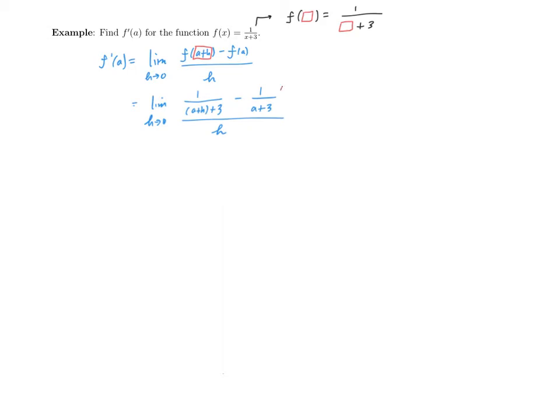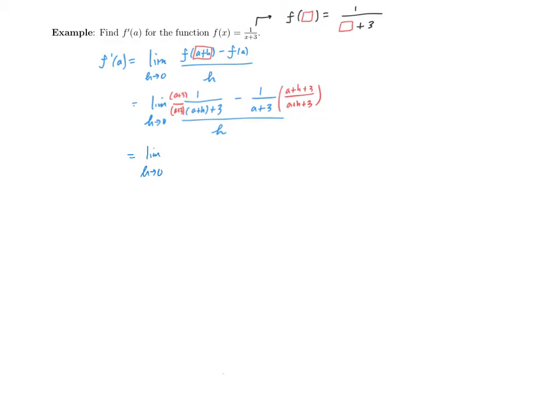I'm going to multiply this second fraction by a plus h plus 3, divided by a plus h plus 3, and we are going to multiply this first fraction by a plus 3 over a plus 3. So in either case, we're multiplying by 1 in a fancy way so that we get the desired common denominator. So let's do a little bit of quick algebra.